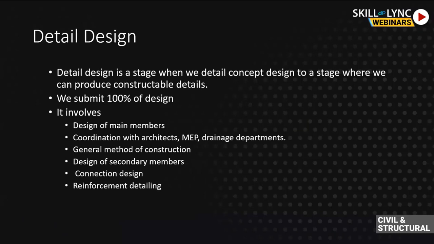Where we come next is detail design. Detail design is the stage that we generally study in our curriculums. We submit 100% of designs and drawings, obviously. So detail design involves all the design of main members, coordination. It involves the general method of construction, nicely written and printed, design of secondary members, connection, reinforcement, and RC design and everything. It's a whole package, and the package should be in the form of drawings and calculation.